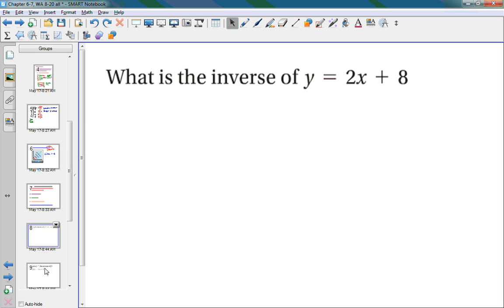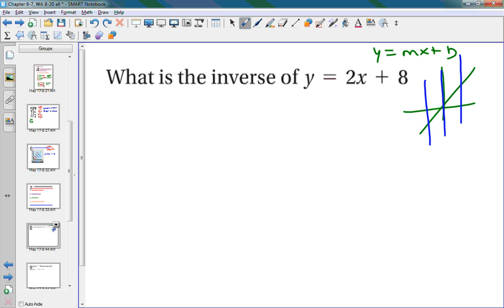Okay, what is the inverse of y equals 2x plus 8? What does that look like graphically if I were to graph this thing? It's a line. It's in the form of y equals mx plus b, which means it's just going to be a line. Tell me, does that pass the vertical line test, meaning is it a function? Yes, it passes the vertical line test. It is a function. Is it a one-to-one function passing the horizontal line test? Yes.